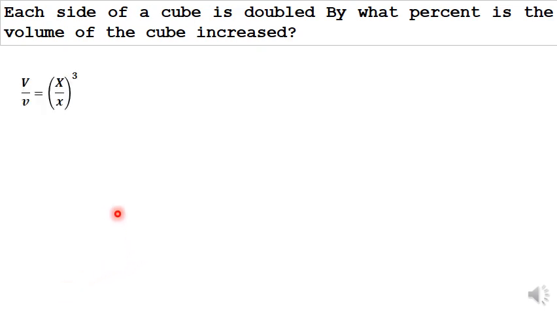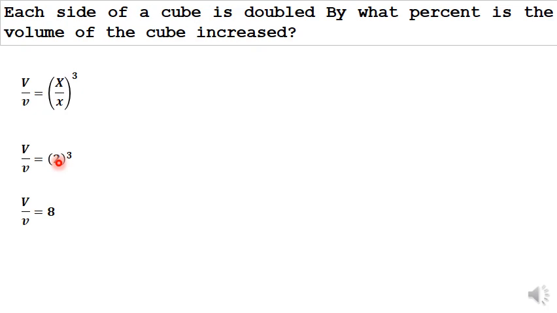Okay, so we have here the ratio of the volume compared to the initial volume is equal to the cube of the ratio of their corresponding segments or sides. Now, the corresponding sides have a ratio of 2, because according to the statement, the length of the side has doubled, meaning if the previous side is x, the other side is twice of that length. Then the ratio of their volumes is equal to 8.